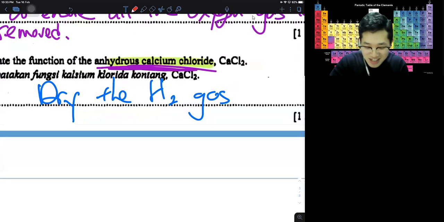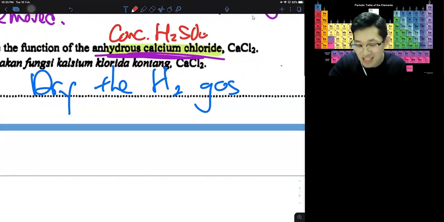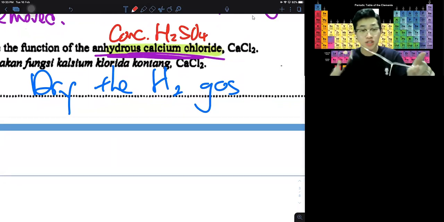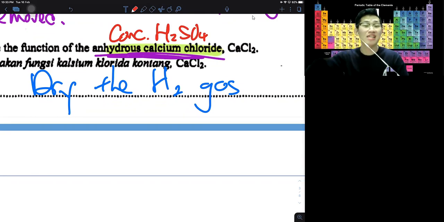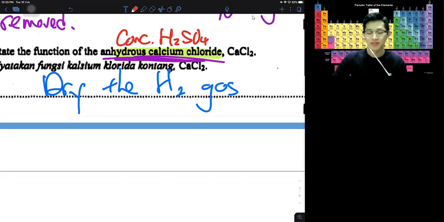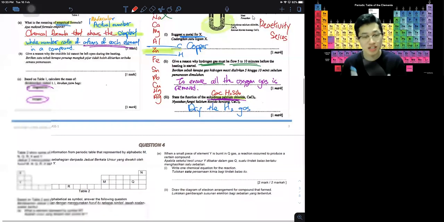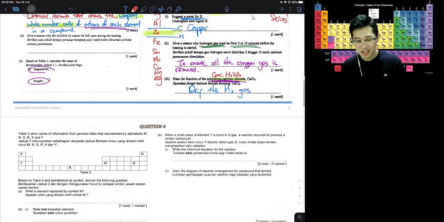Concentrated sulfuric acid. Remember, concentrated sulfuric acid is a very good drying agent. Very dry. Make sure it is very dry. Okay, 3 questions already. Still got 5 more to go. Next.